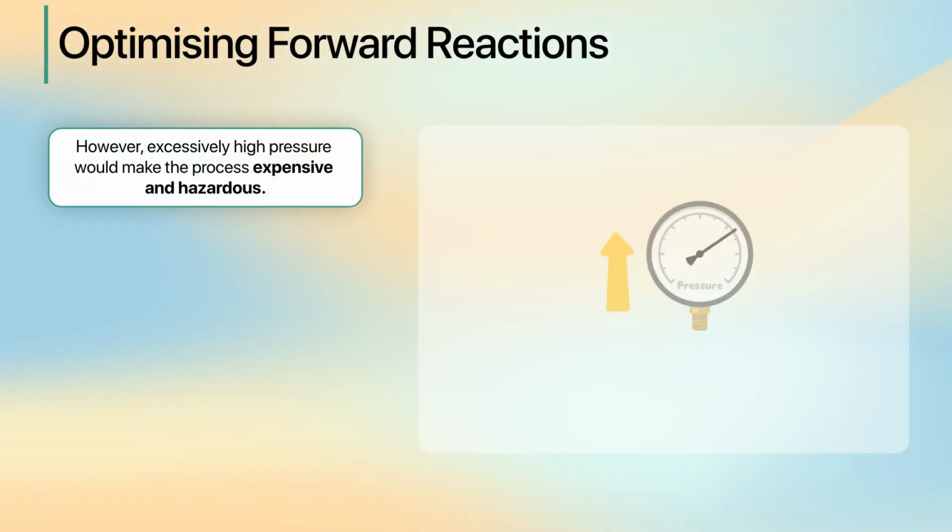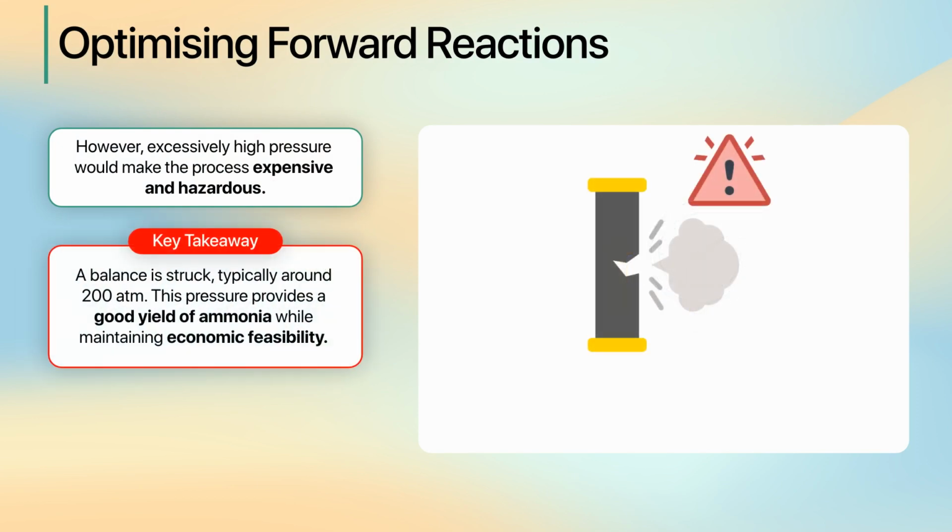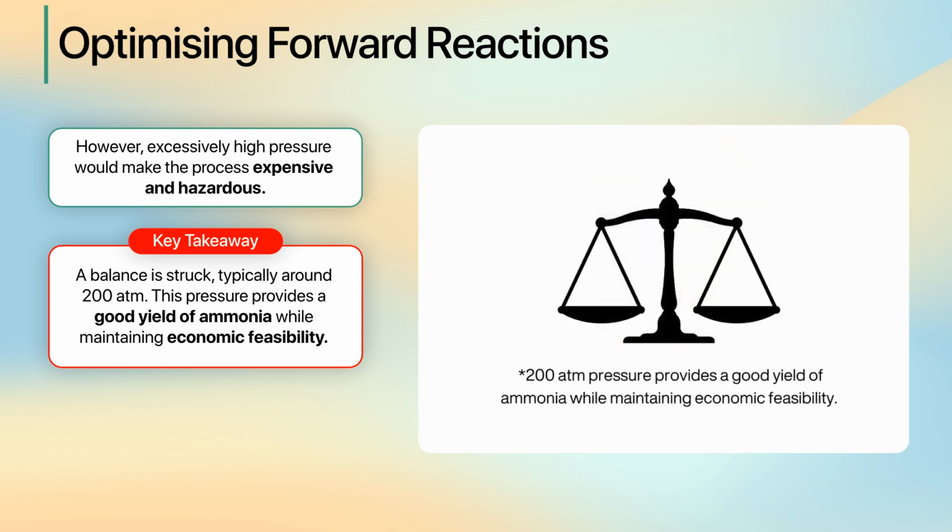However, excessively high pressure would make the process expensive and hazardous, so a balance is struck, typically around 200 atm. This pressure provides a good yield of ammonia while maintaining economic feasibility.